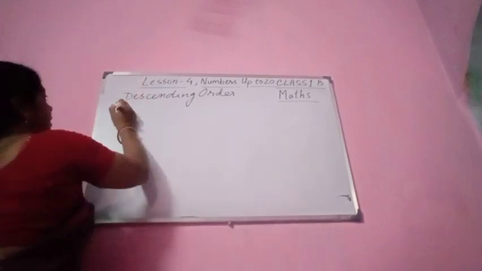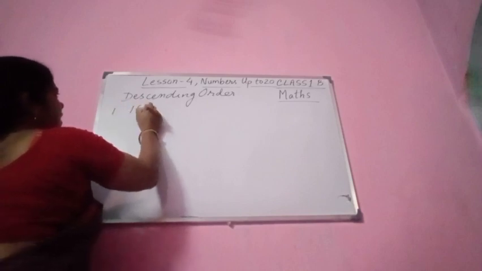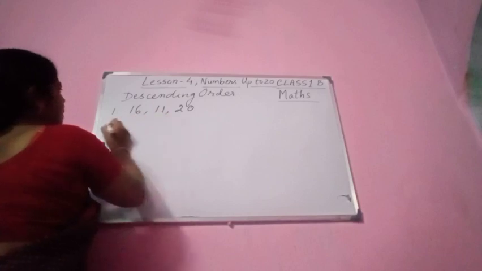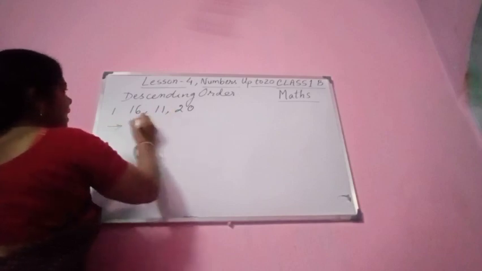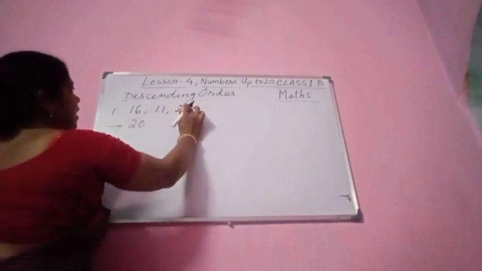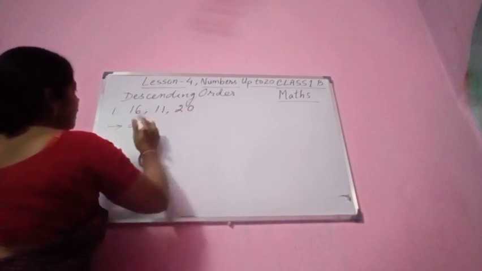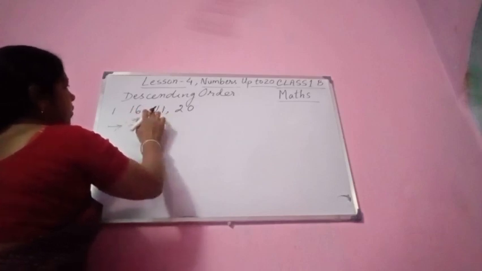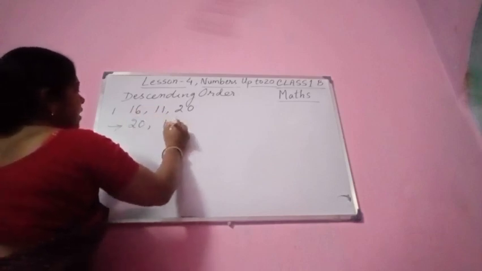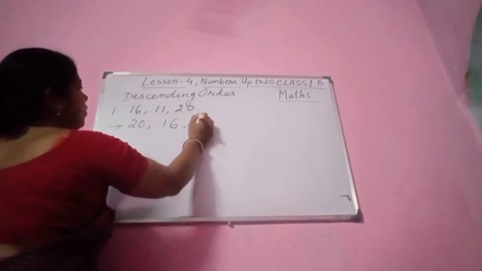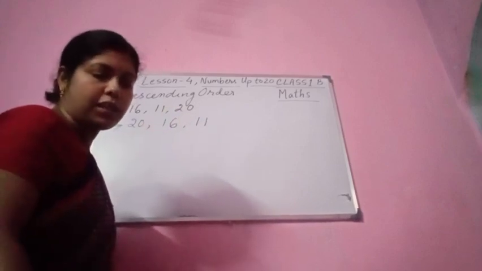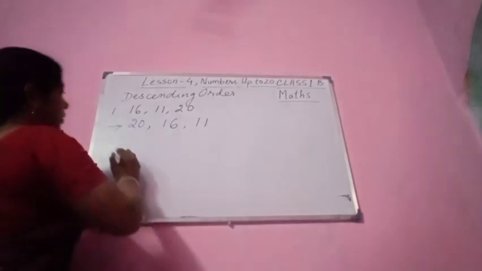16, 11, 20. Which one is the largest number you select? So 20 is the largest number. Then 16 and 11 are left out. Among 16 and 11, 16 is the second largest number and third one is 11. So 20, 16, 11.